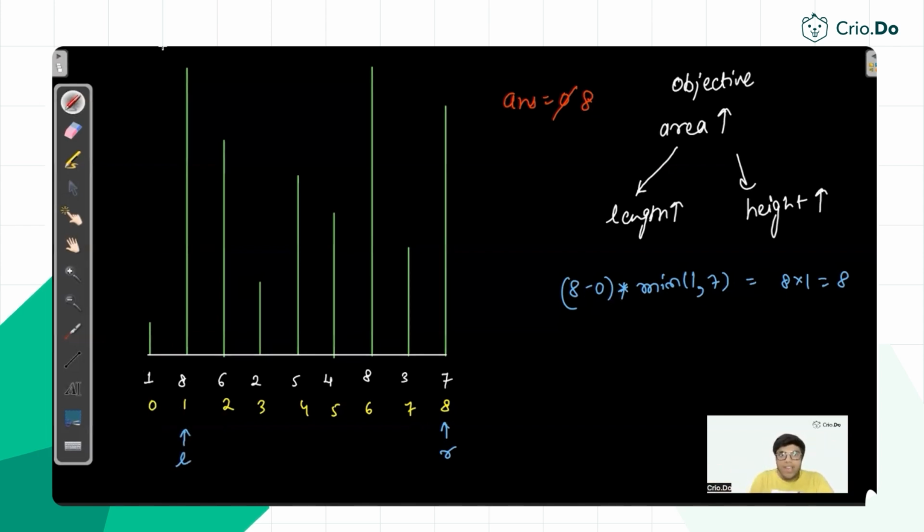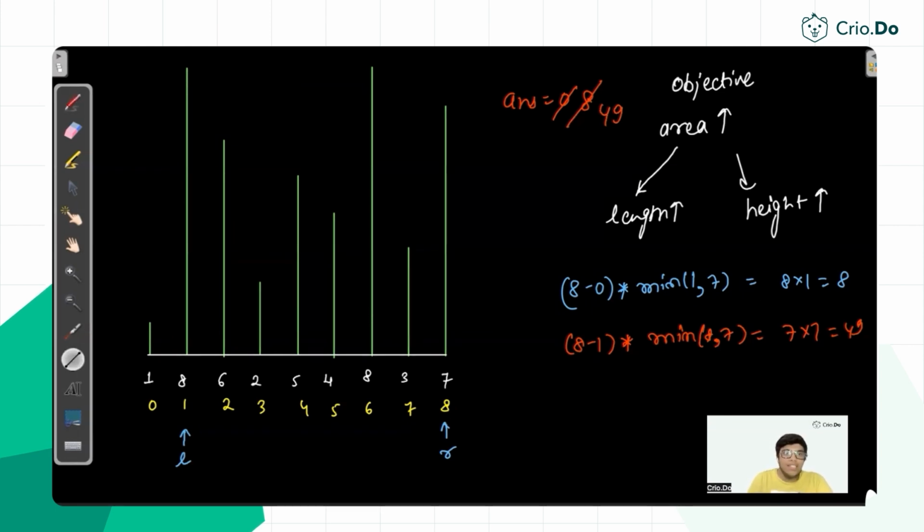What is the area now? Area will be 8 minus 1, that is the distance between the bars, into the minimum of 8 comma 7, and the minimum of 8 comma 7 will be 7 only. So 7 into 7 will be 49, and that is what the maximum was. I will try to find out more such pairs.